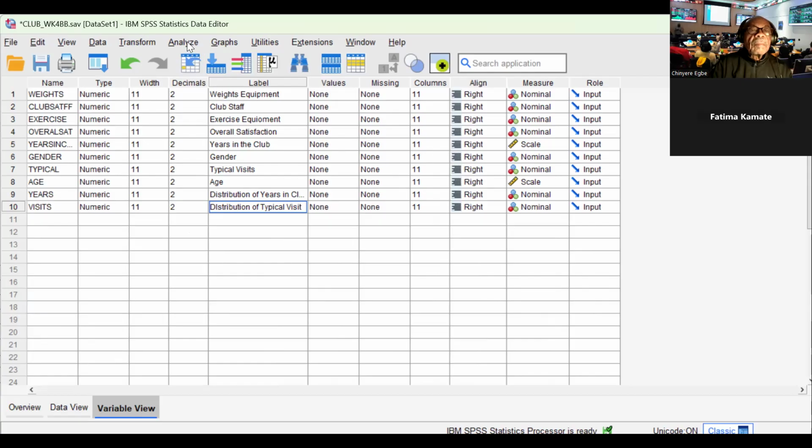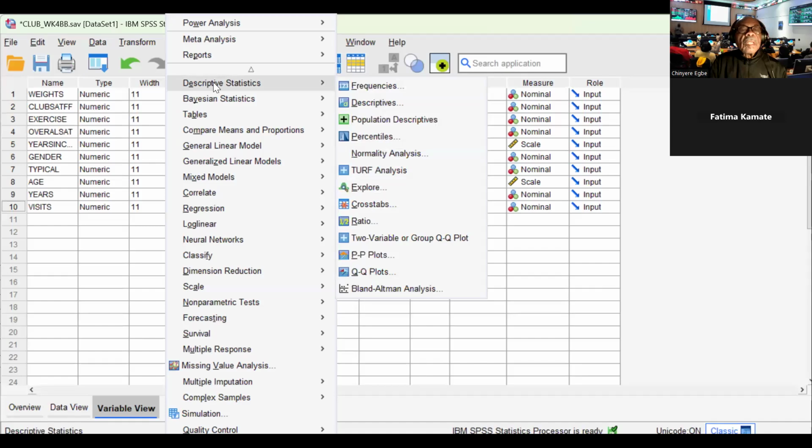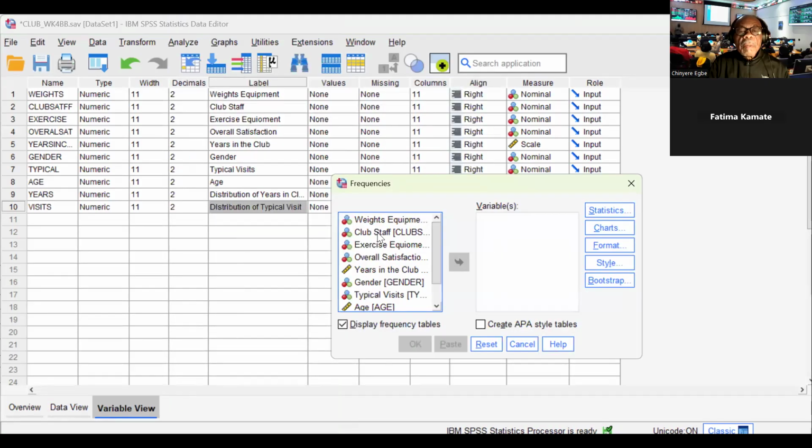Can you see it? Yes, I can see it. Good. So answer me because I want to be sure that you are following. You click analyze. So you see where it says descriptive statistics. I see it. Then you hit frequencies. How satisfied are you with club staff? You click on it. See the arrow, you put it in.